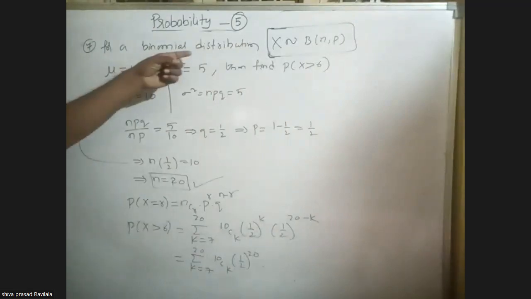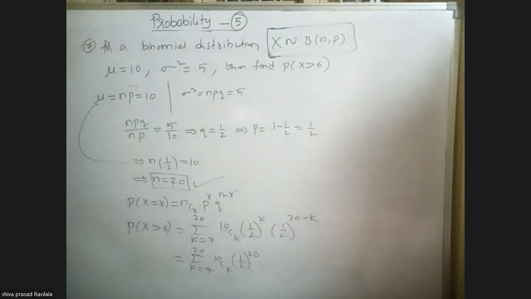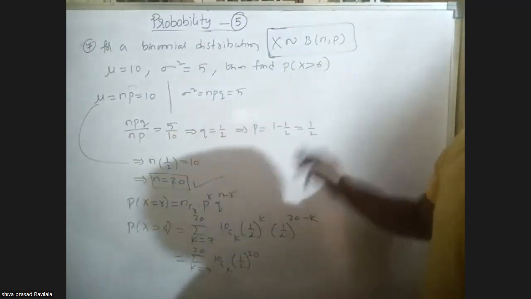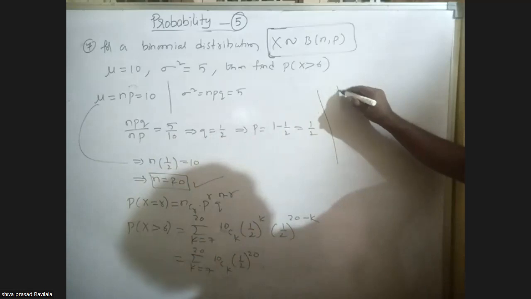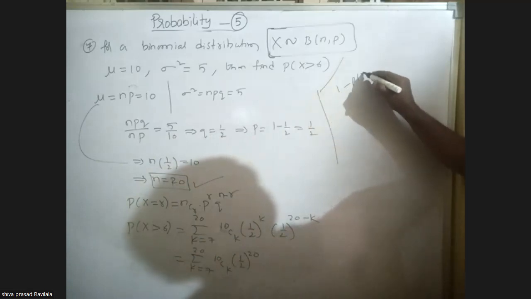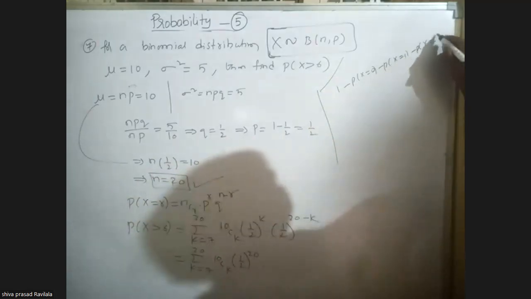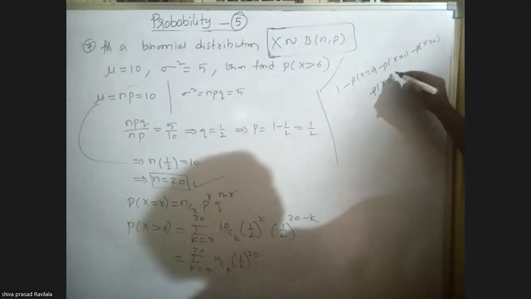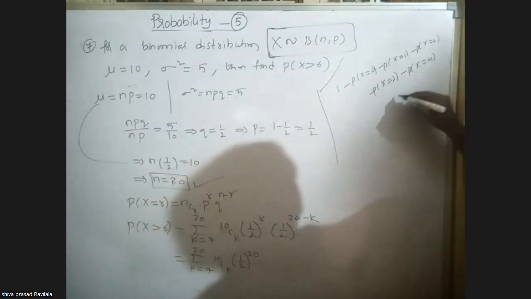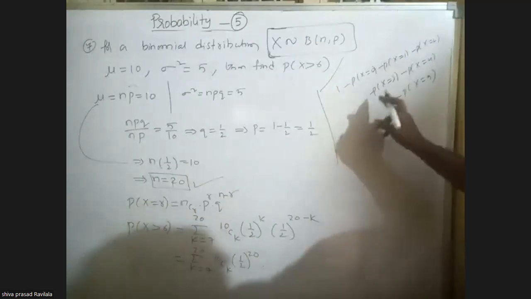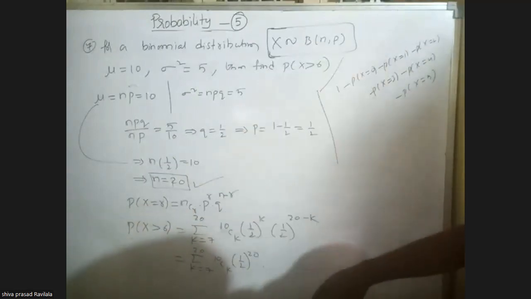For a binomial distribution, they may give it like this also. The answer may be different sometimes. Observe here, probability of X greater than 6 may be written like this also: 1 minus probability of X equal to 0 minus probability of X equal to 1 minus probability of X equal to 2 minus probability of X equal to 3 minus probability of X equal to 4 minus probability of X equal to 5. Or they may find all values and substitute there if the values are very easy.